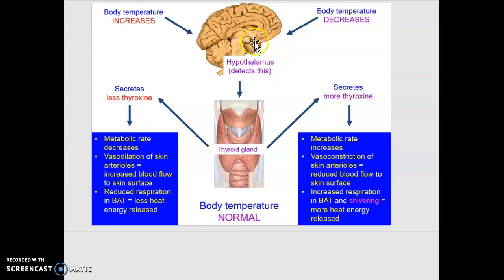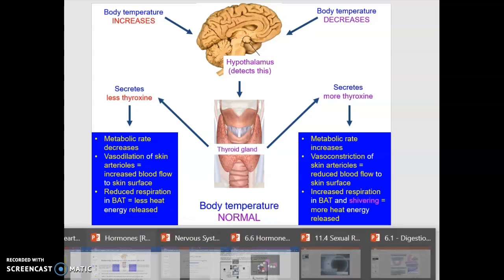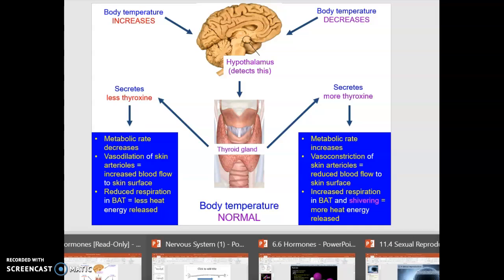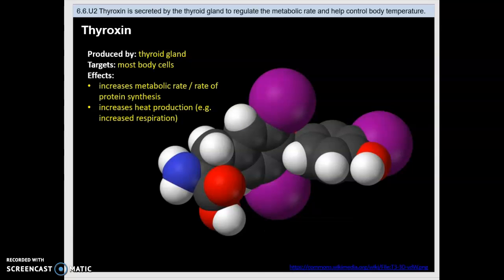So basically, your hypothalamus in your brain detects this, sends a message to the thyroid gland. The thyroid gland either secretes more thyroxine or less thyroxine, and it all depends on the metabolic rate. So it's all to do with your body temperature, because if you've got a high metabolic rate, you're going to be producing lots of heat, and obviously you don't want your body being too hot. Whereas if you are quite warm, then you're going to secrete less thyroxine. And there are health effects: if you don't have enough, then you take thyroxine tablets to make your thyroid gland more or less active. So some people have an underactive thyroid, some people have an overactive thyroid.